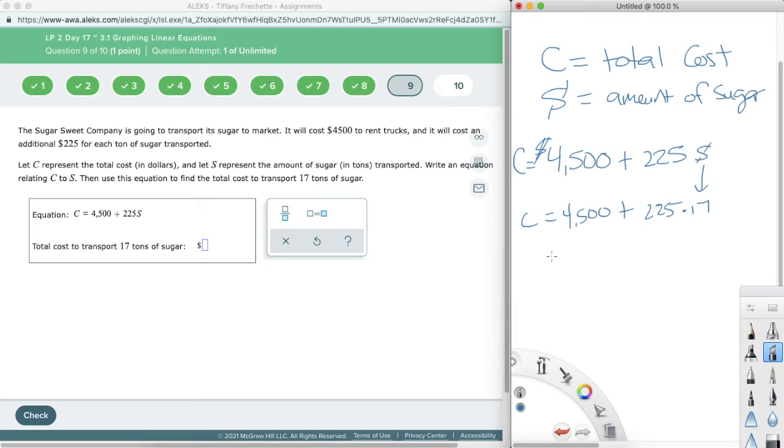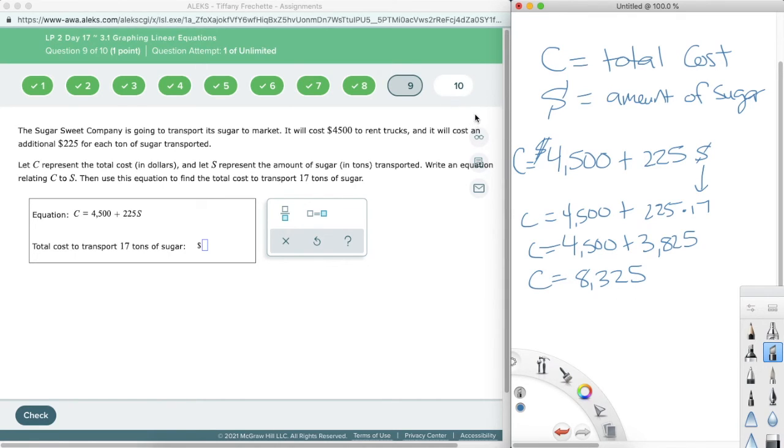But we're going to multiply 225 by 17, and we get 3,825. And we need to add that to the $4,500 so that we get our total cost here, which is $8,325.